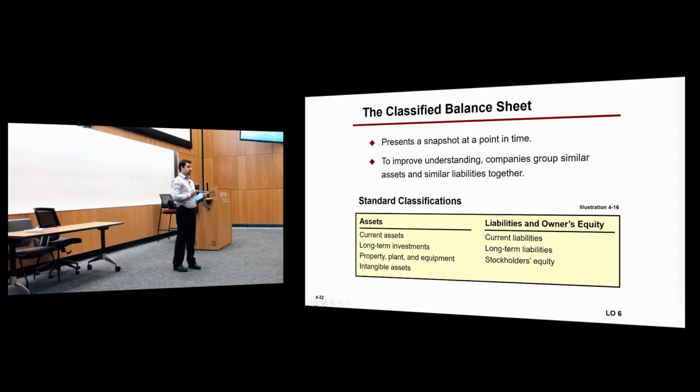Inventory, merchandise. The company would expect to sell their products within 1 year. Okay? So current assets are assets that the company expects to turn into cash or to use within 1 year, or basically their operating cycle, whichever is longer. We'll talk about that in a second.